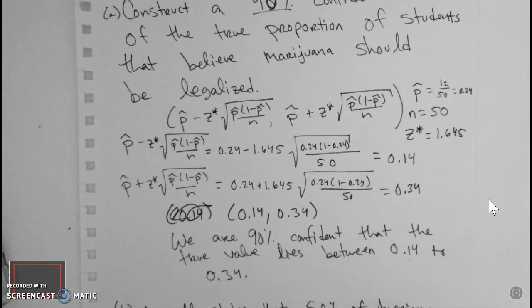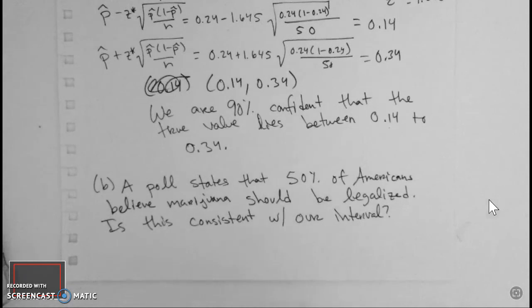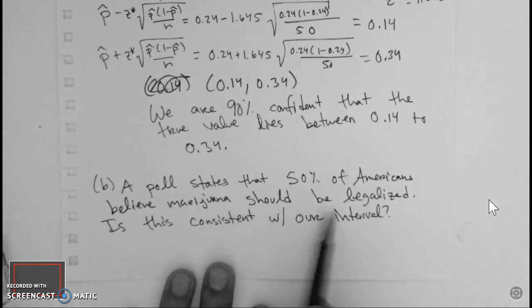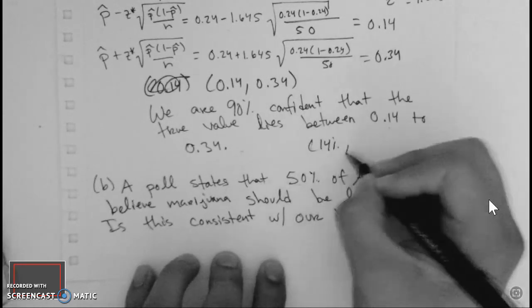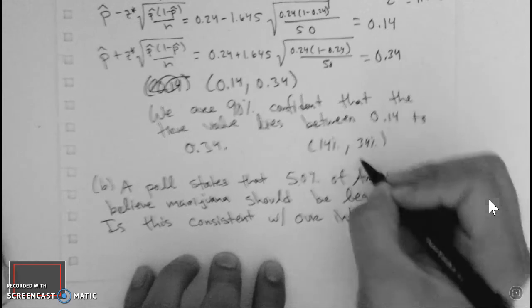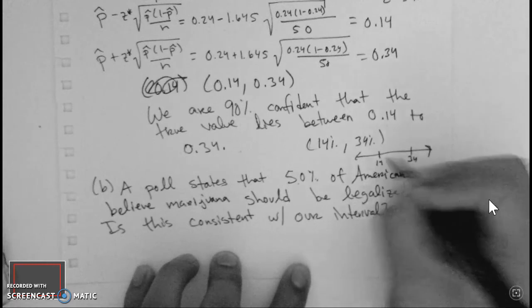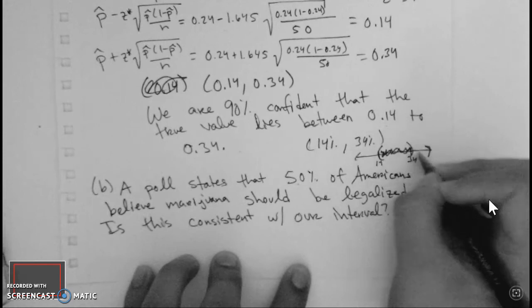Now I also have a part B here. A poll states that 50% of Americans believe marijuana should be legalized. Is this consistent with our interval? Well, is 50% in our interval? Our interval is between 14% and 34%. If I were to graph it, here's 14%, here's 34%. We think that p lies somewhere in here.